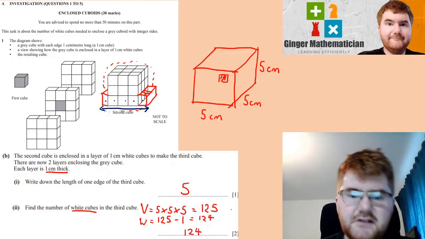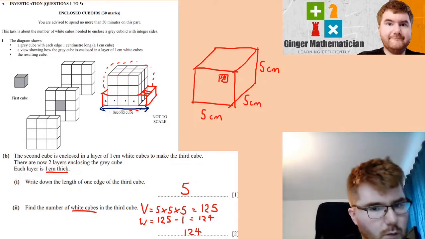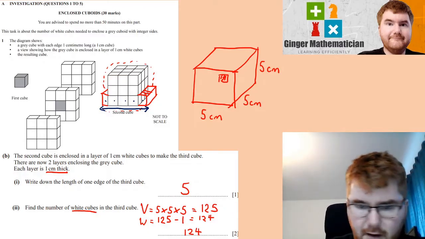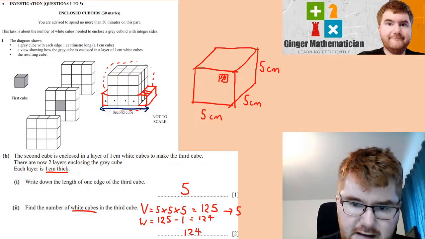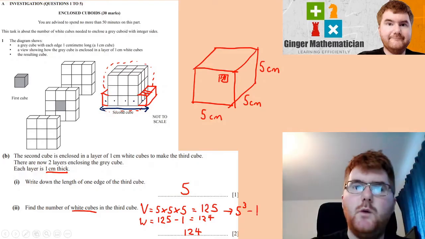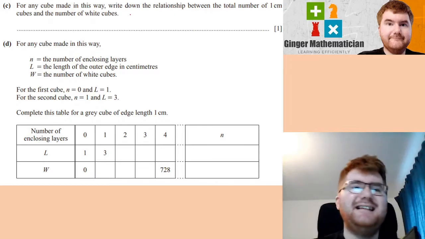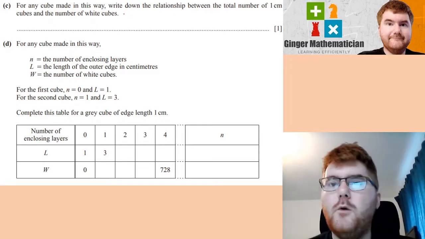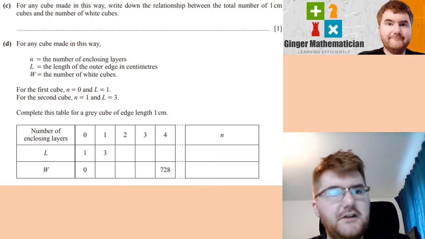Now notice this is a 2-mark question, so they're going to expect some kind of communication. The way I've done this is the working above. You could have got to the answer more directly by just writing 5 cubed, which is the whole thing, and then minus 1 as well. On to part C, now we need to try and establish a formula for what's going on between the total number of cubes and the number of white cubes.